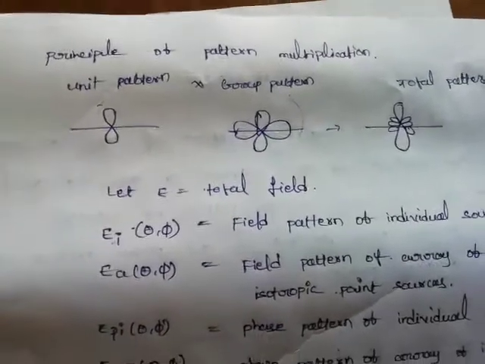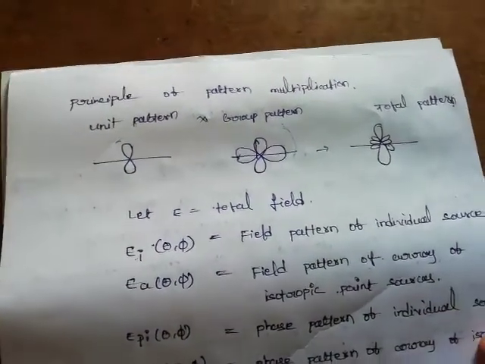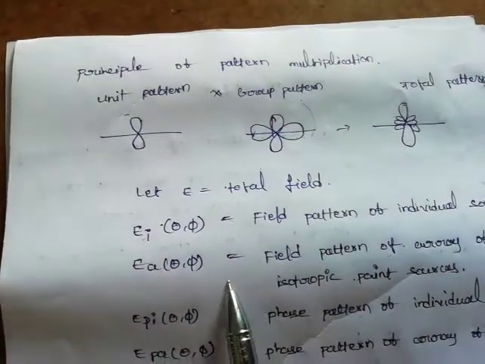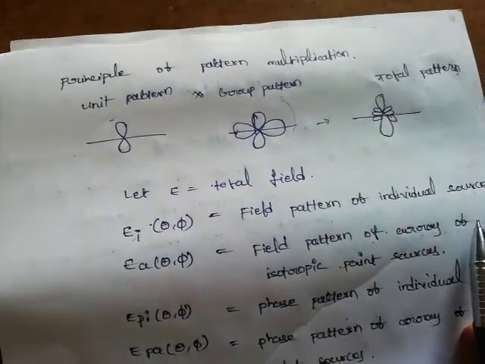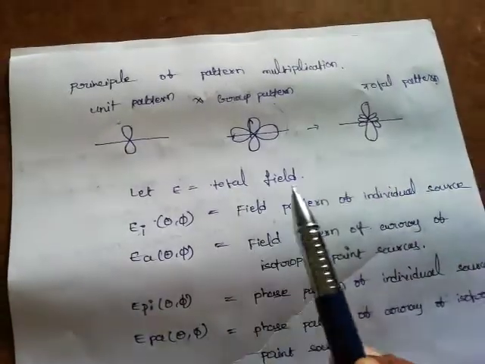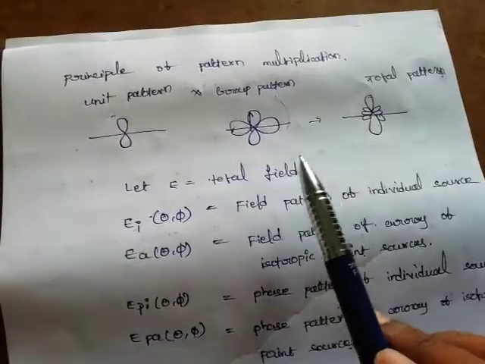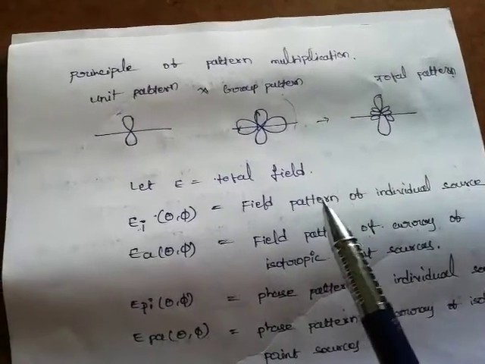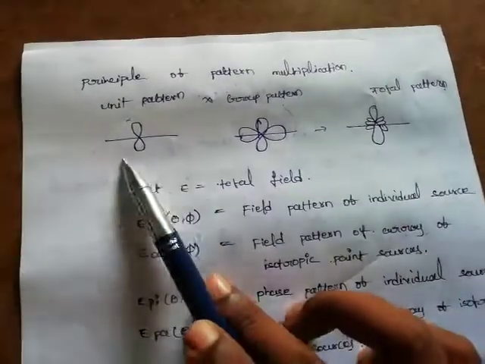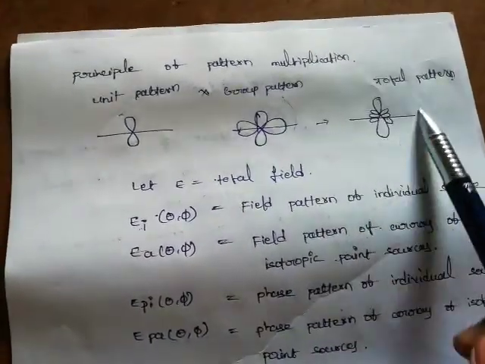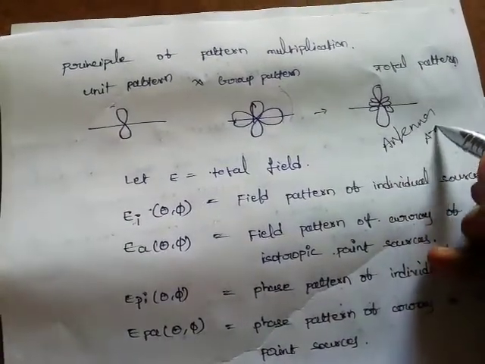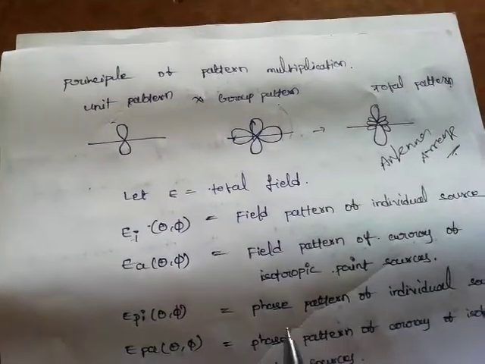Where do we use this principle, and what is the advantage and need of pattern multiplication? It is used in the designing of antenna arrays. When we are going to design an antenna array and want to know how the resultant pattern would be, we can apply the principle of pattern multiplication with the unit pattern. By multiplying with the group pattern, you will get the resultant pattern. So in the designing of antenna arrays, this principle will be useful.